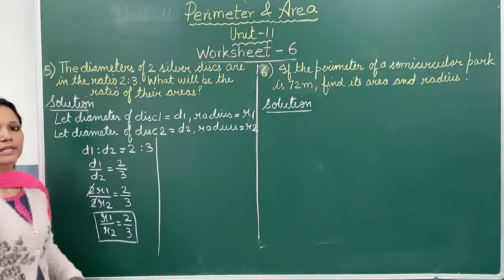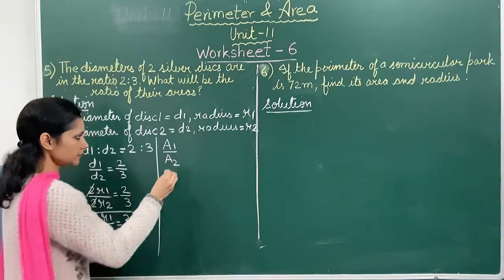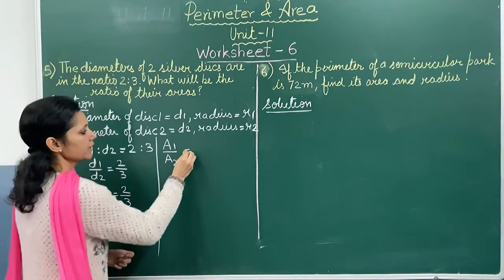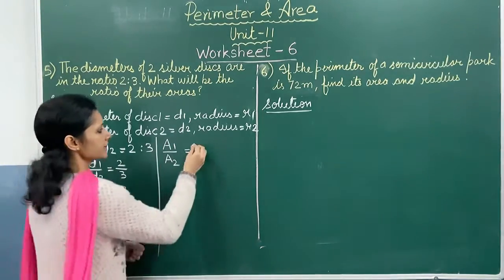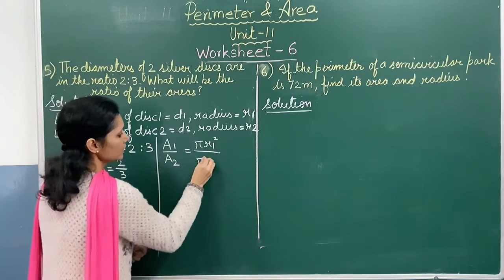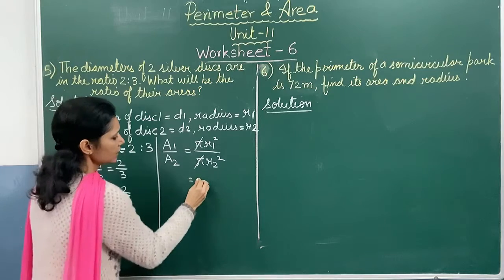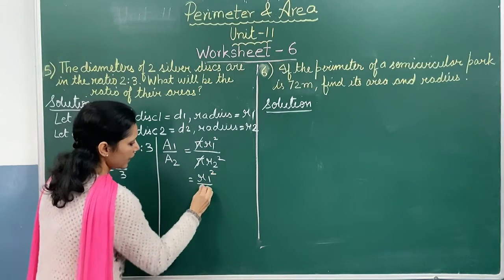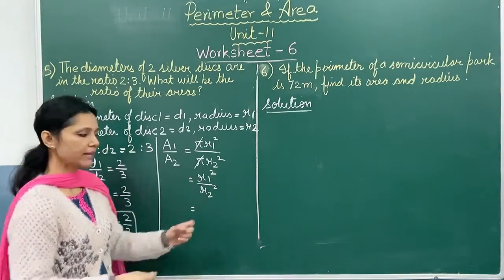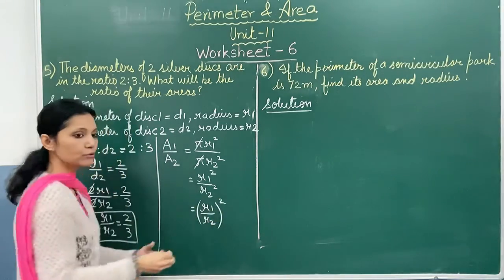Now we have to find the ratio of the areas. So that means we have to find A1 upon A2, where A1 is the area of disc 1 and A2 is the area of disc 2. Now let's put in the values. Area of any circular disc is pi r square. So here we will say pi r1 square, and A2 would be equal to pi r2 square. Now let's do the cutting. Pi gets cancelled. So this becomes r1 square upon r2 square. Since the numerator and the denominator have the same power, we can write it as r1 upon r2 whole square.